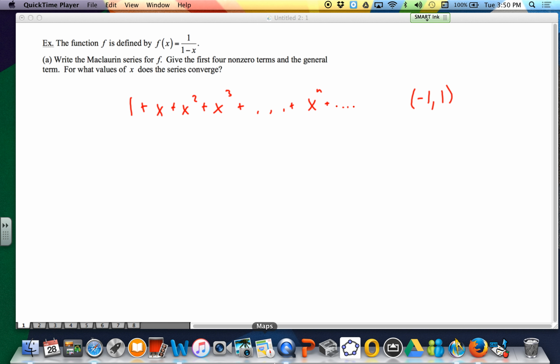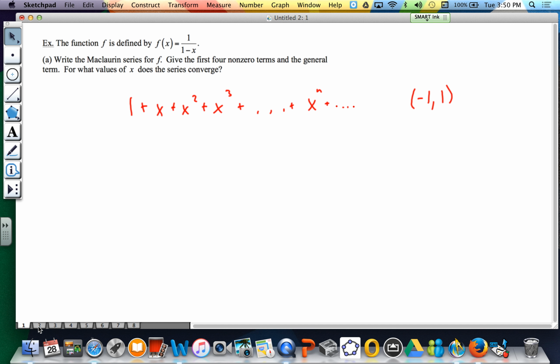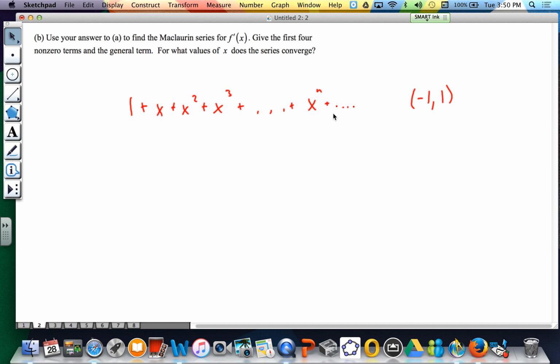So we like that. Now if we go to page 2, or part B, it says use your answer in A to find the Maclaurin series for f prime of x. Give the first four non-zero terms and the general term. For what value of x does the series converge? Remember, our original function is f of x is equal to 1 divided by 1 minus x. And from our theorem previously, the derivative of this series is going to have a similar interval of convergence, but we always need to check our endpoints. So that gives us a nice starter.